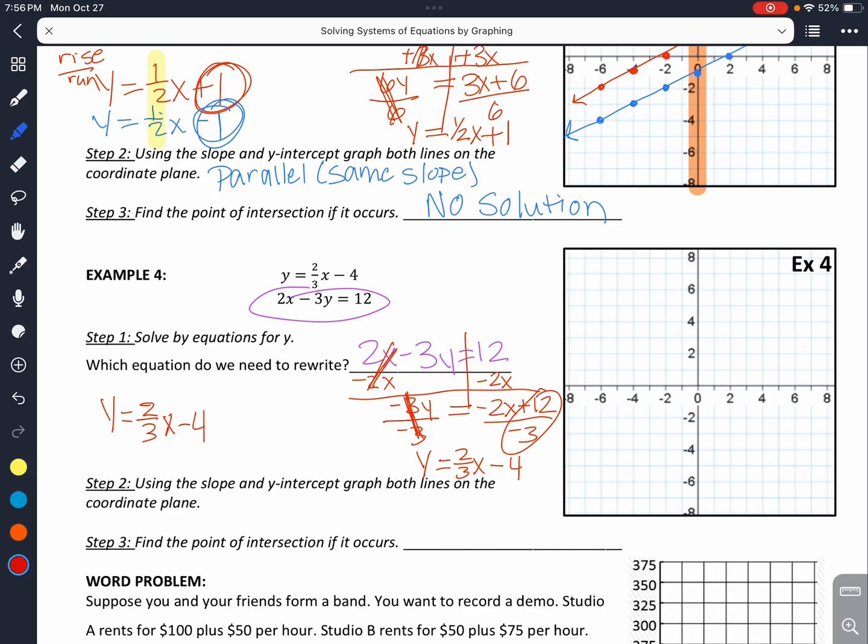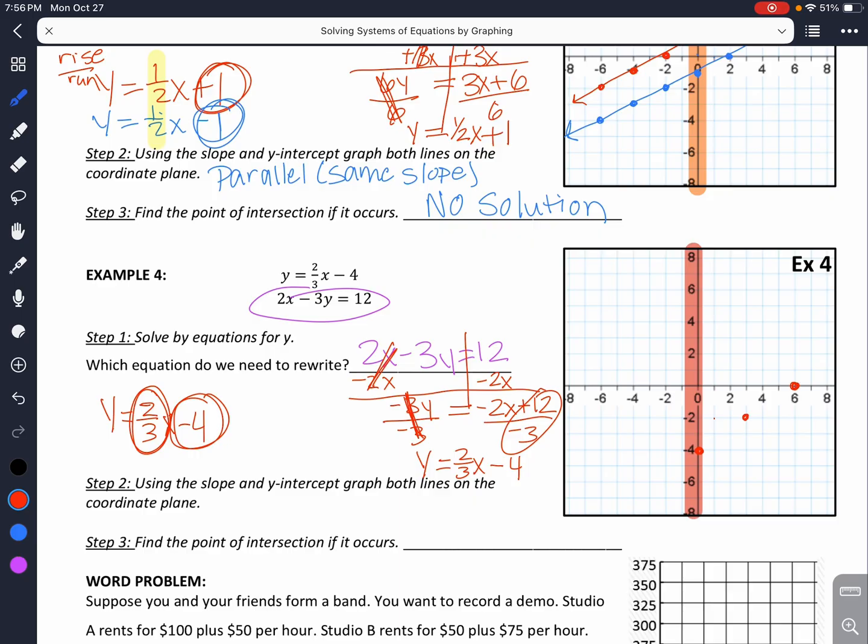So again, I'm going to start on my y-axis, and I am going to graph my y-intercept. So my y-intercept here is at negative 4. So I'm going to put my dot right there, okay? And my slope is positive 2/3. So remember, that's a rise over run. So we're going to go up 2 and to the right 1, 2, 3. Up 2, to the right 1, 2, 3.